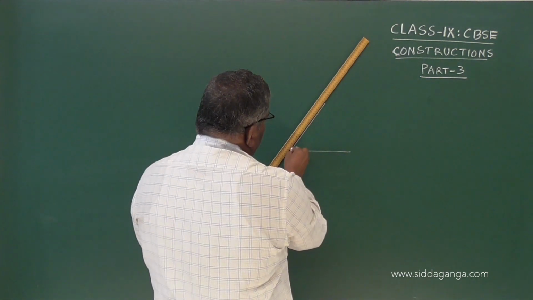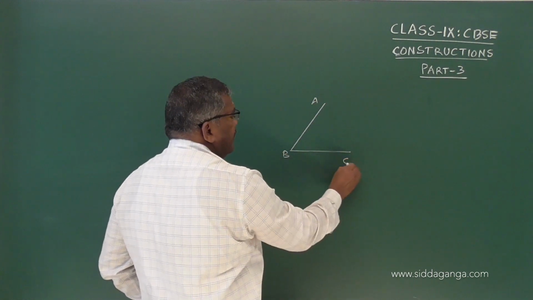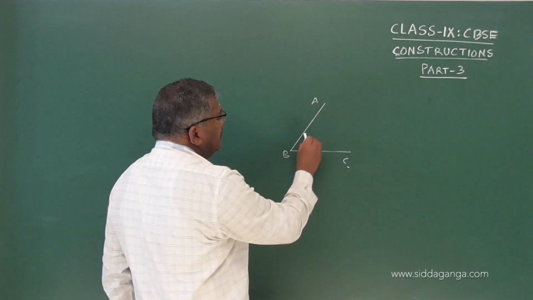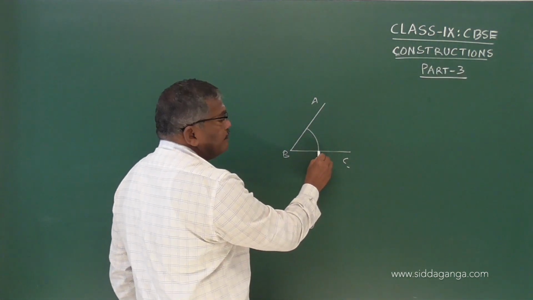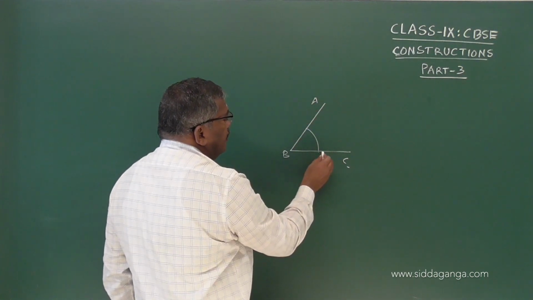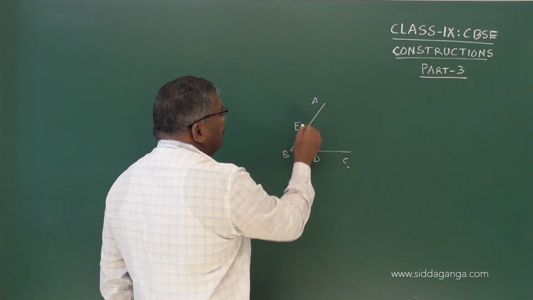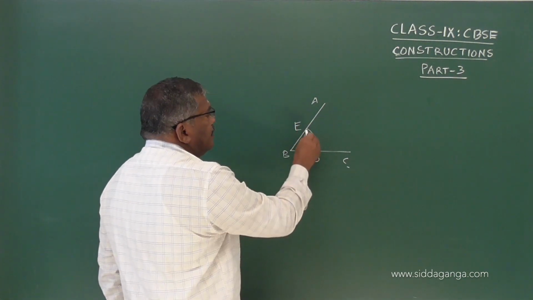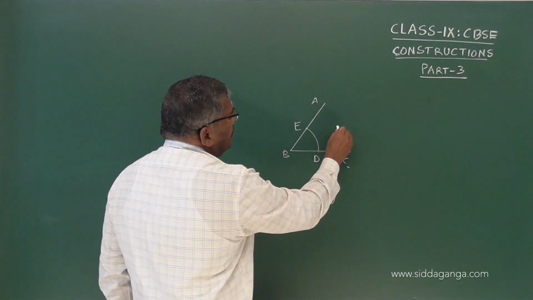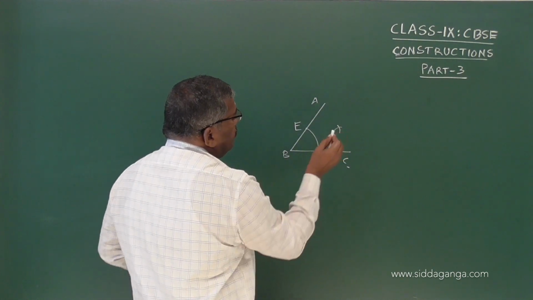If ABC is a given angle, with some convenient radius, with B as center, we will draw an arc. This arc will cut BC and AB at 2 points, we call them, say, D and E. With E as center, more than half of ED distance, we will cut one more arc here, and with D as center, we will cut one more arc here.